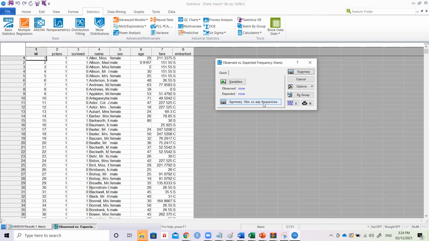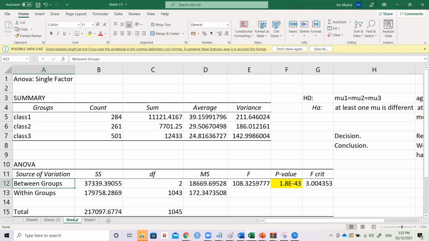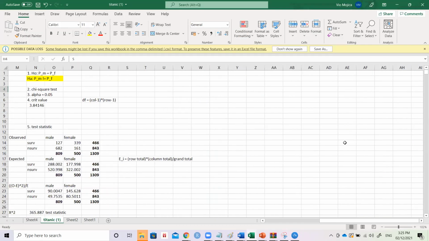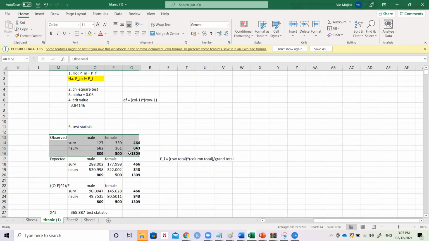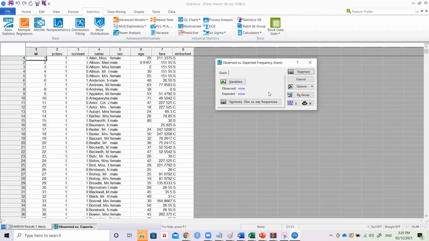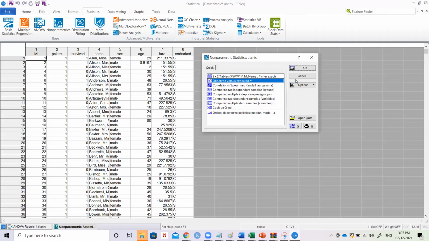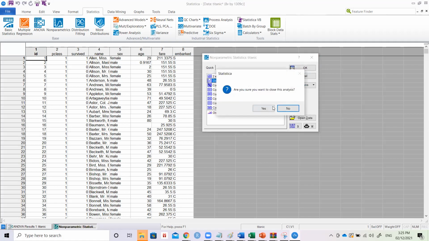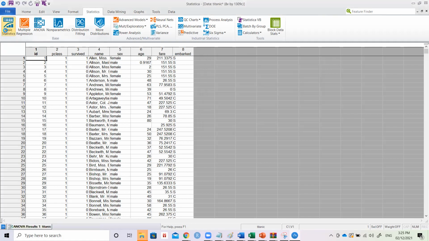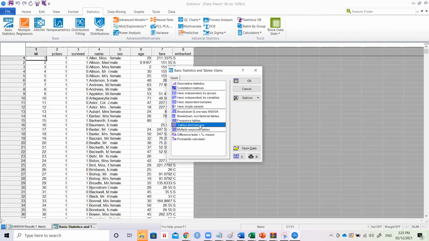So as you can see right here, we can't actually plug it in readily. We should have the table as well, yung ginawa natin kanina. These tables, observed frequencies and expected frequencies. So that command apparently doesn't help us right now. So let's look for another way to solve it. So close this analysis, basic statistics, tables and banners.